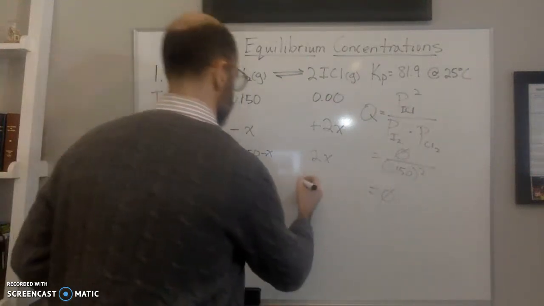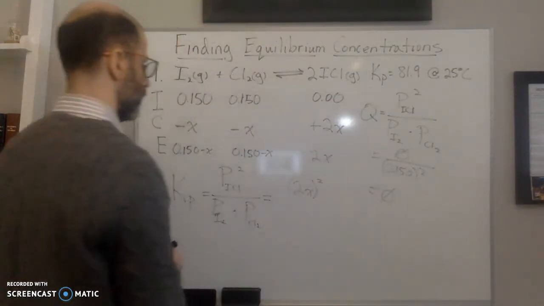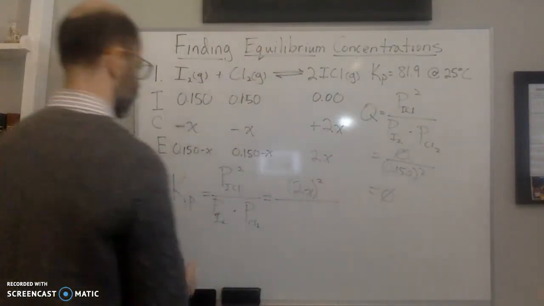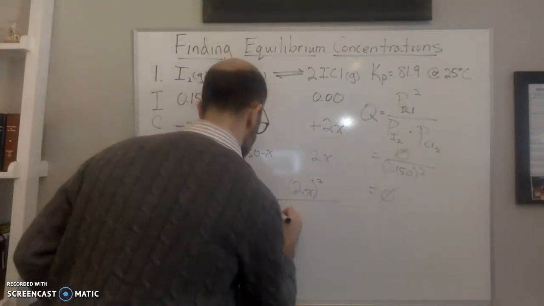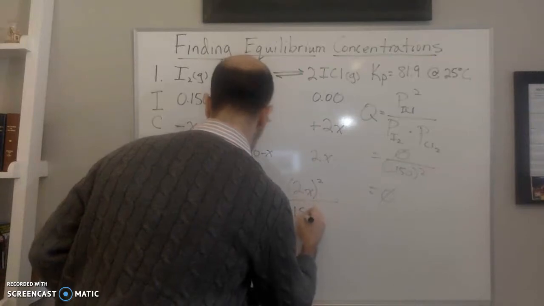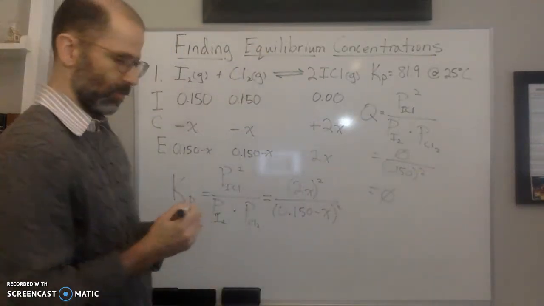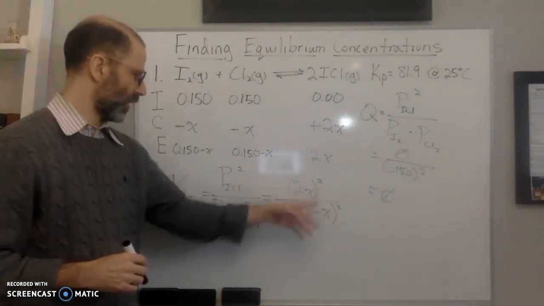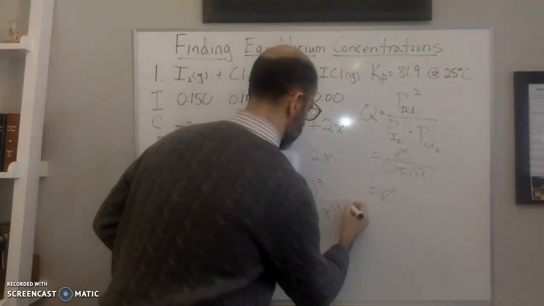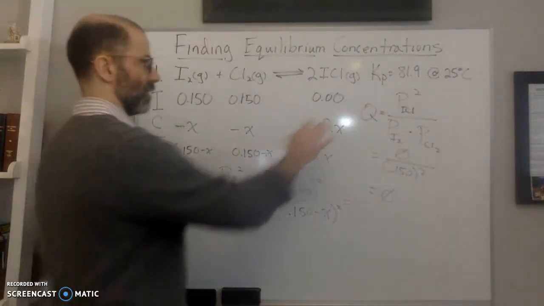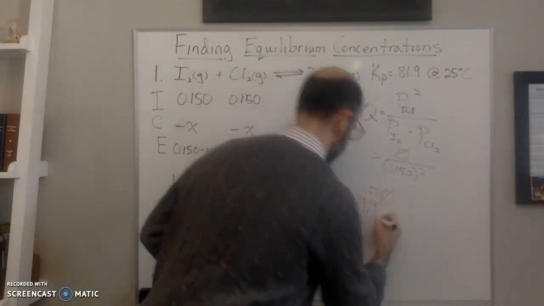Okay? So that means we have 2x squared on the top. And since both of these are the same, and when they're multiplied together, this is going to be squared as well. So we got 0.150 minus x squared. So the great thing here is that we can get rid of this. Oh, by the way, this is going to be equal to Kp. Since we have Kp, this is 81.9. So we have 81.9.